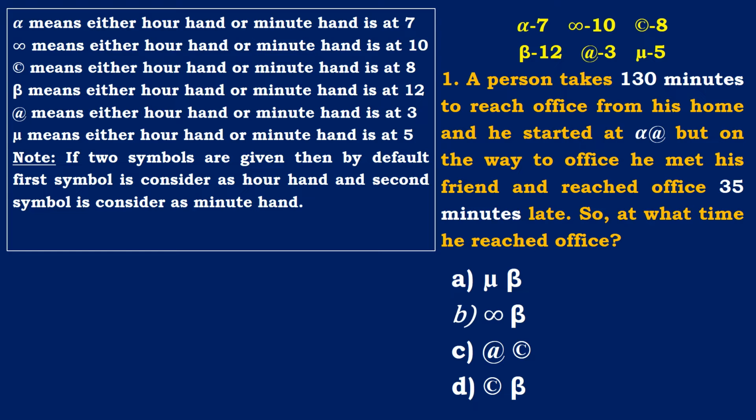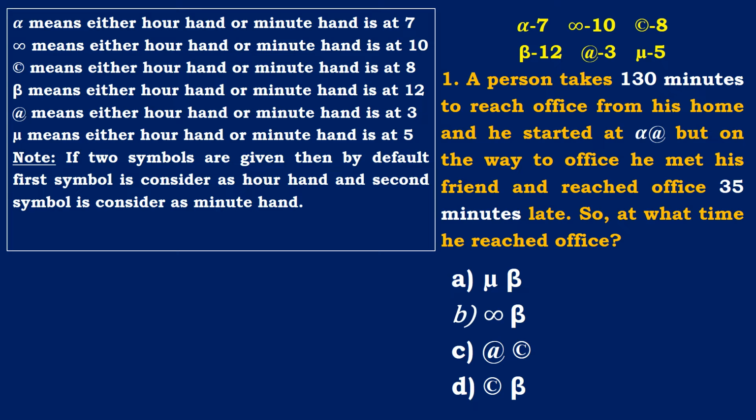Note: if two symbols are given, then by default the first symbol is considered as the hour hand and the second symbol is considered as the minute hand. 1. A person takes 130 minutes to reach the office from his home and he started at Alpha, but on the way to the office, he met his friend and reached the office 35 minutes late. So, at what time did he reach the office?